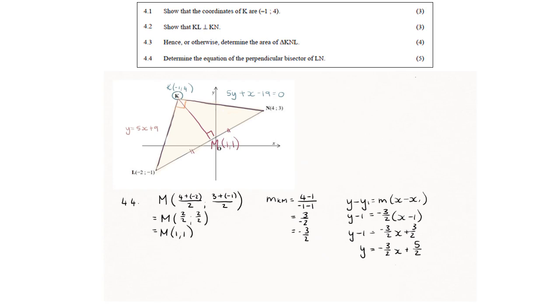For this question, you get 4 marks. You get 1 mark for the gradient of KM, 1 mark for the coordinates of M, 1 mark if you substituted these values into the equation for a straight line, and then 1 mark for the final answer.